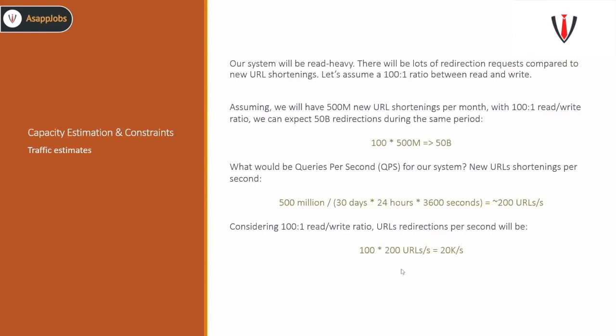Our system will be read heavy because we are a URL shortening service. Someone is going to come and register their URL once, and then there are n number of people that are going to use it. That's how you will talk about it. And then you say it's probably a good idea to make it a 100:1 ratio.